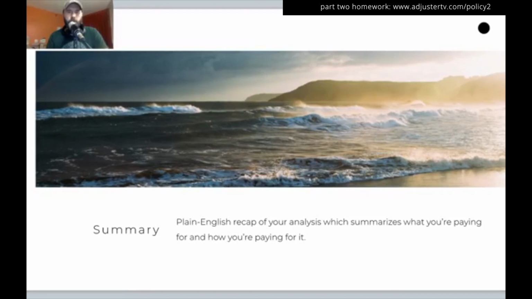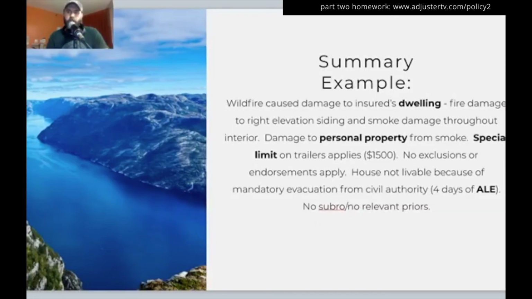So what we need to do after all this is put together a real basic little paragraph, a little plain English recap of your analysis that describes each thing, not in detail, why it's covered and how it's going to be paid. For example, a simple one might be this. We had a wildfire, which is the cause of loss, that caused damage to the insured's dwelling, fire damage to the right elevation siding, and smoke damage throughout the interior. Damage to personal property from smoke. Special limits on trailers apply because the trailer was burned up by fire. There are no exclusions or endorsements.